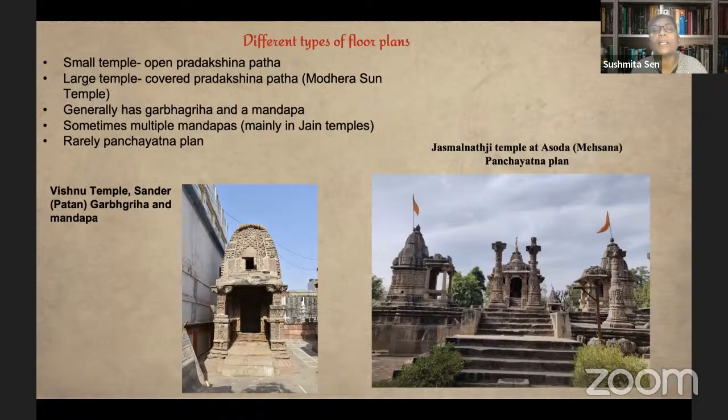And generally, Garbhagriha and Mandapa will be there, which are attached. And sometimes multiple Mandapa could also be seen, mainly in the Jain temples, which was a later development. And rarely we have the Panchayatana style. This particular Jasmal Nathji temple at Asod has a Panchayatana style. You can see the Toran which is broken, and another Toran here which is again broken. And this is the Vishnu temple with one open Pradakshina Path.